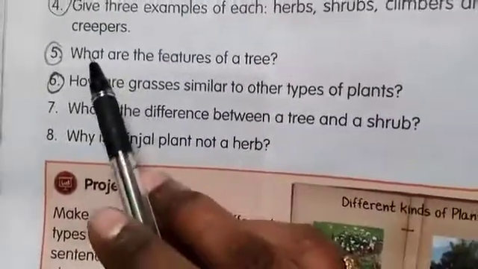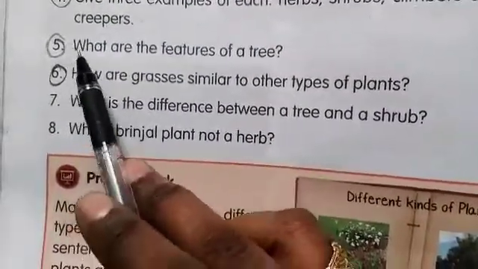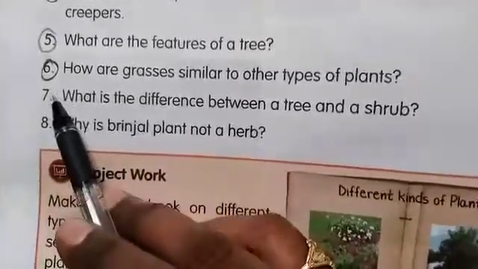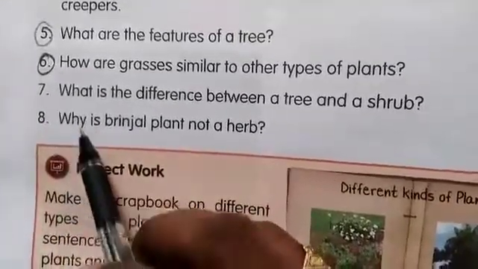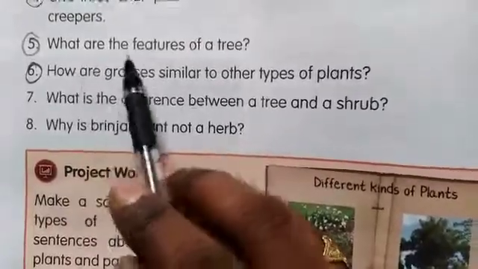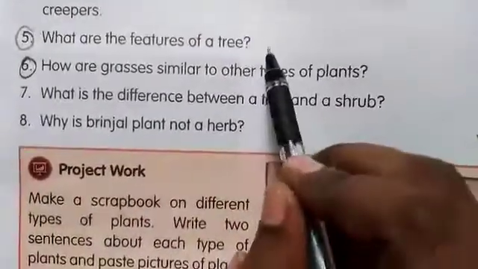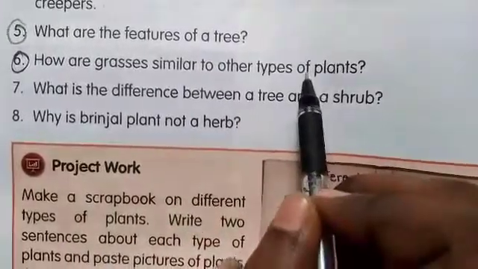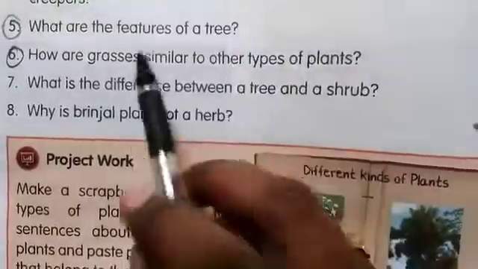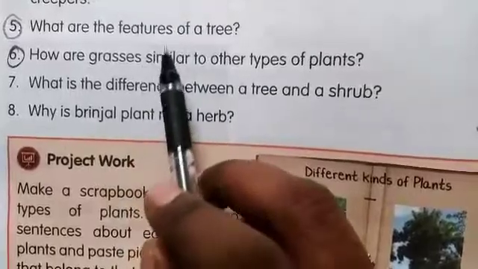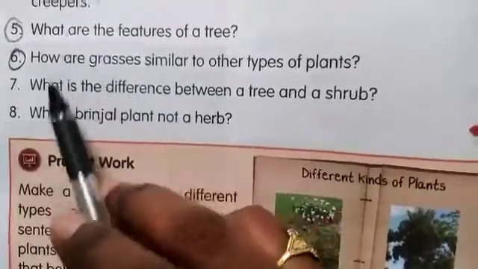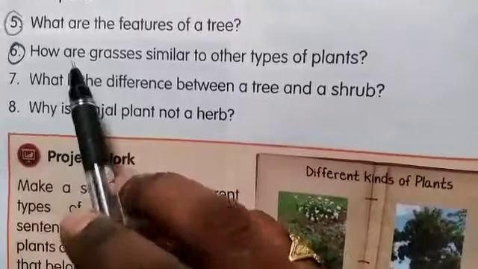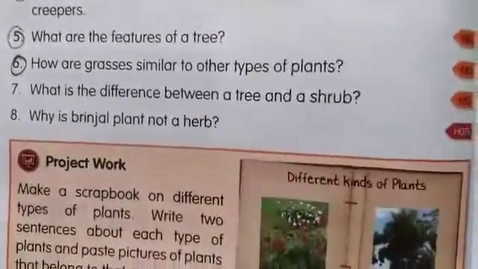Today you are going to write the 5th and 6th, and 7 and 8 you are going to learn the answers, children. What are the features of a tree and how are grasses similar to other types of plants? Already we have written the answer for this. These 2 answers write in your revision part, and the remaining questions also you have to learn. Now we'll see the workbook.